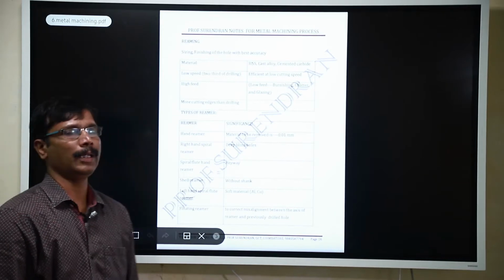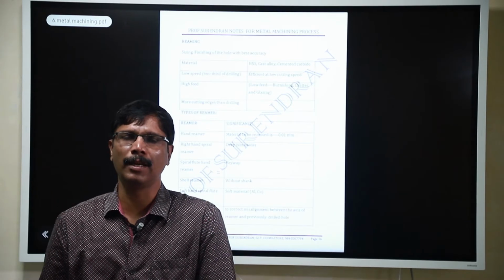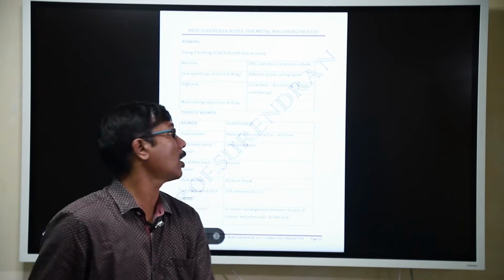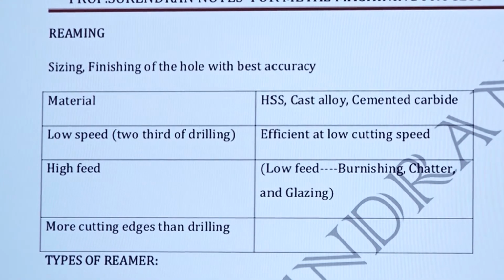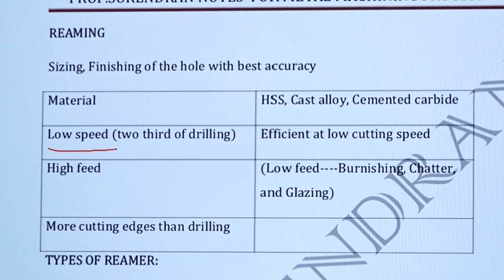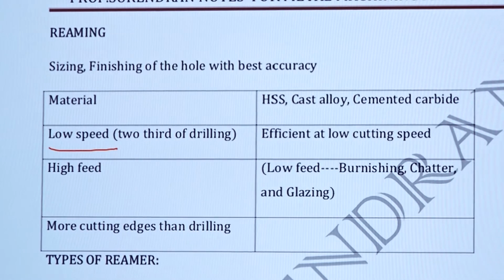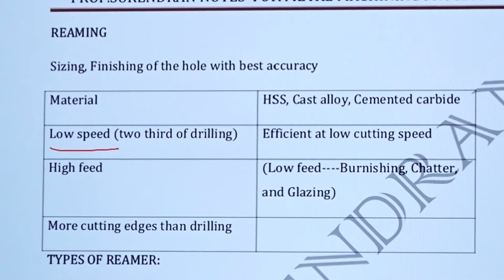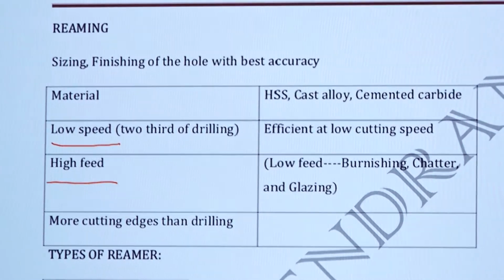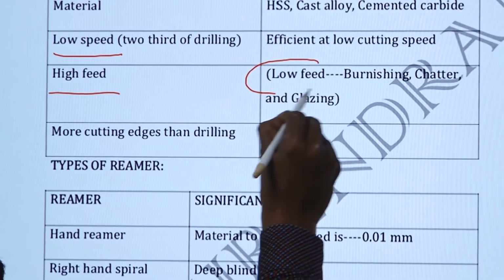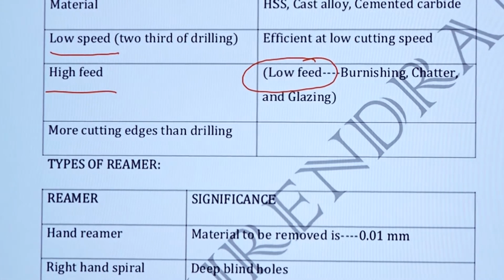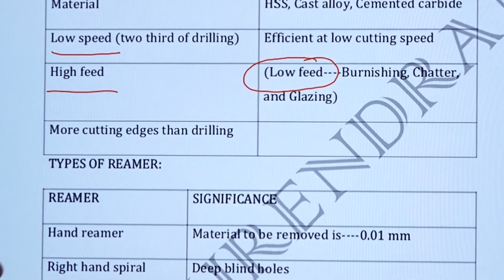Next in our topic is reaming. Reaming is a hole finishing operation. Here the materials are high speed steel, cast alloy and cemented carbide. It has low speed compared to drilling, but it has high feed compared to drilling. Why? When we go with low feed, it will produce chatter, the vibration.